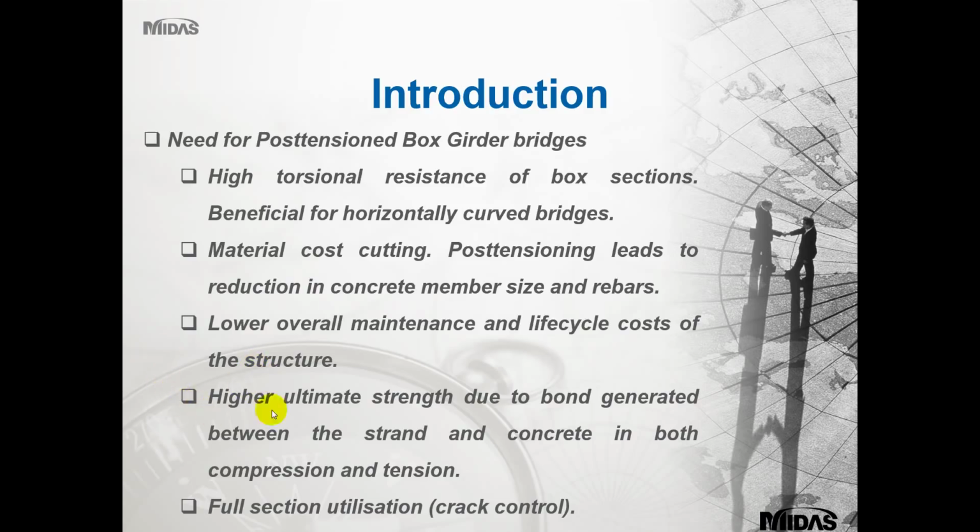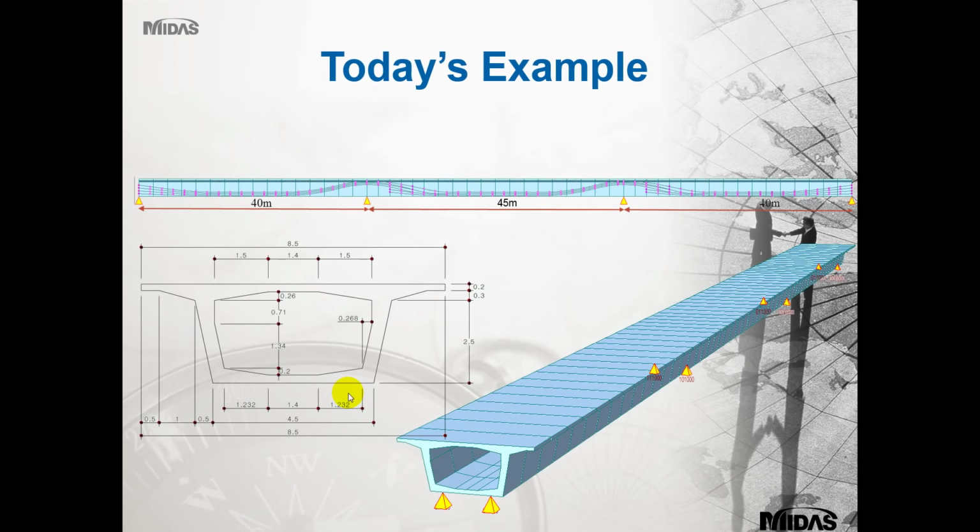Higher ultimate strength due to the bond generated between the strand and the concrete in both compression and tension, so basically that grouting of the cables and the interaction between the steel that's in tension and the concrete that's in compression. And you've got the full section utilization, and it keeps down on the crack control as well, because obviously it's all in compression, and we'll go into that in a bit more detail.